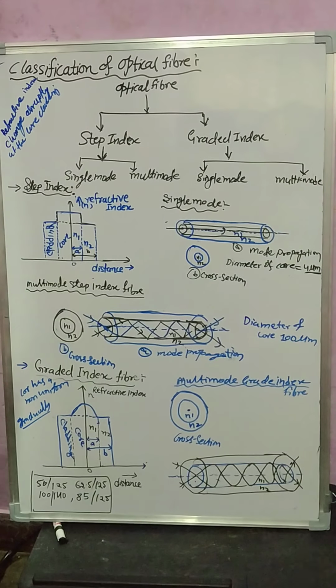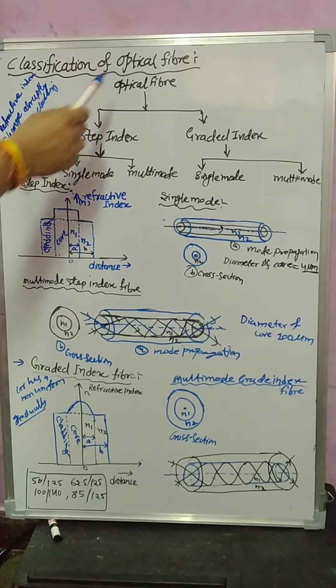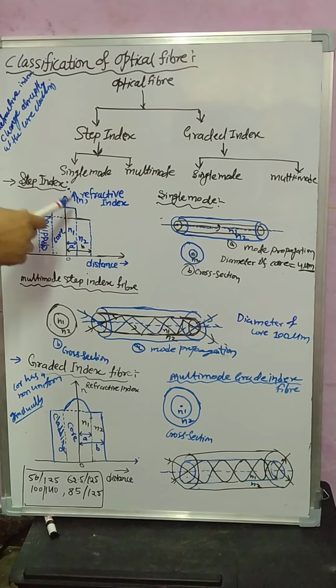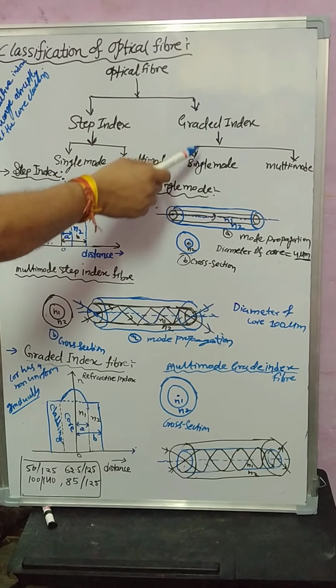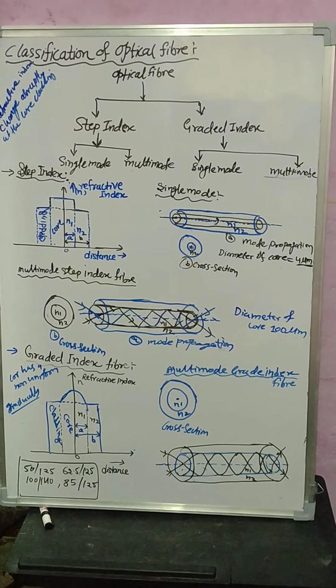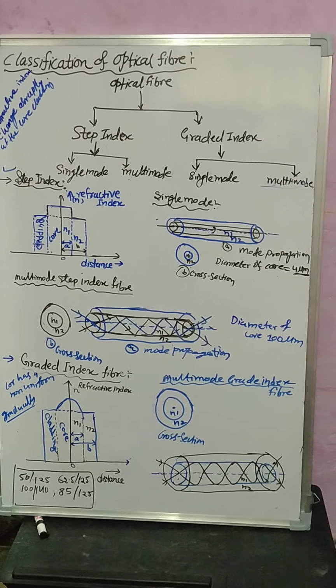Optical fiber. Classification of optical fiber. Basically, optical fiber is of two types, right? Step index and graded index. Step index is also classified into single mode and multi mode. Similarly, graded index is single mode and multi mode, but here I only discuss the multi mode. So, first, starting with the step index fiber.